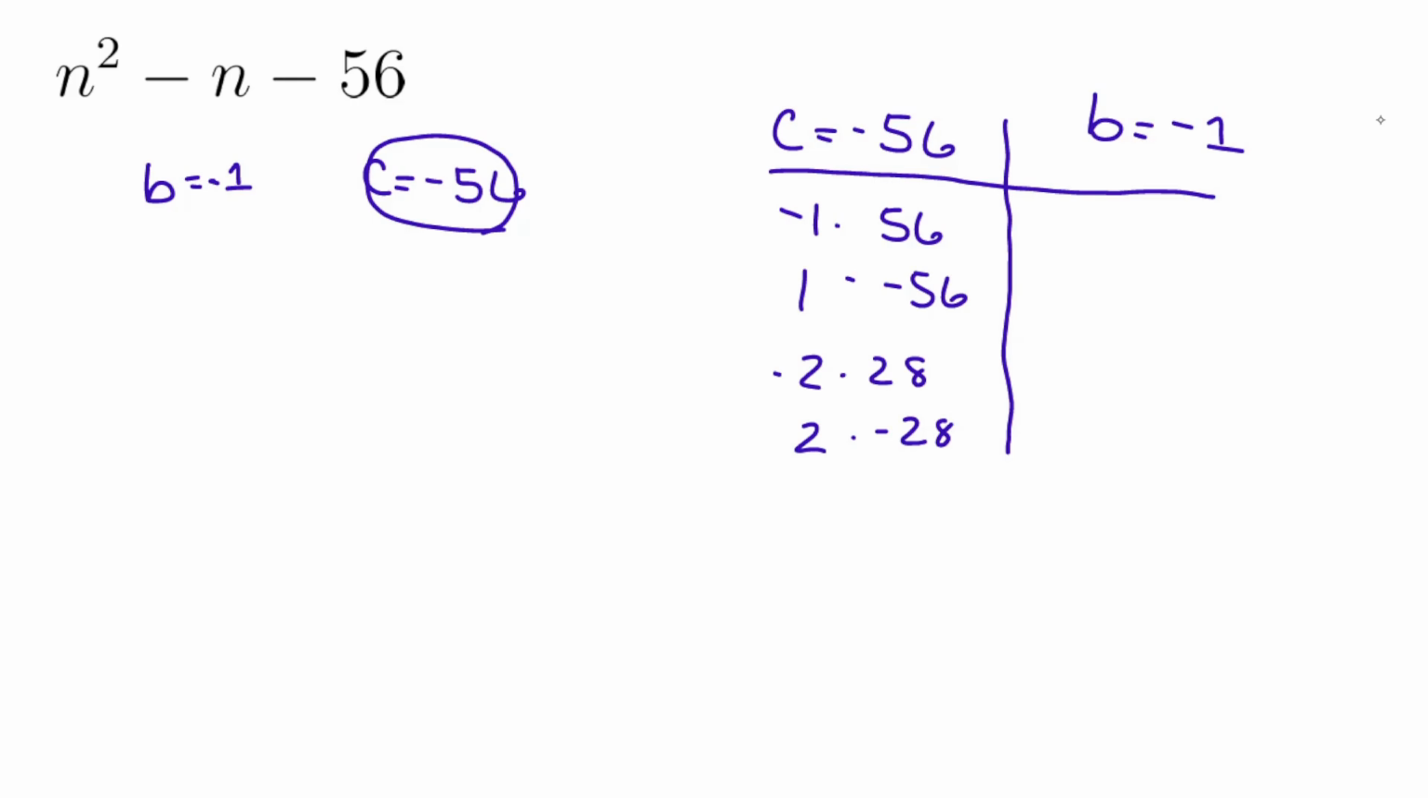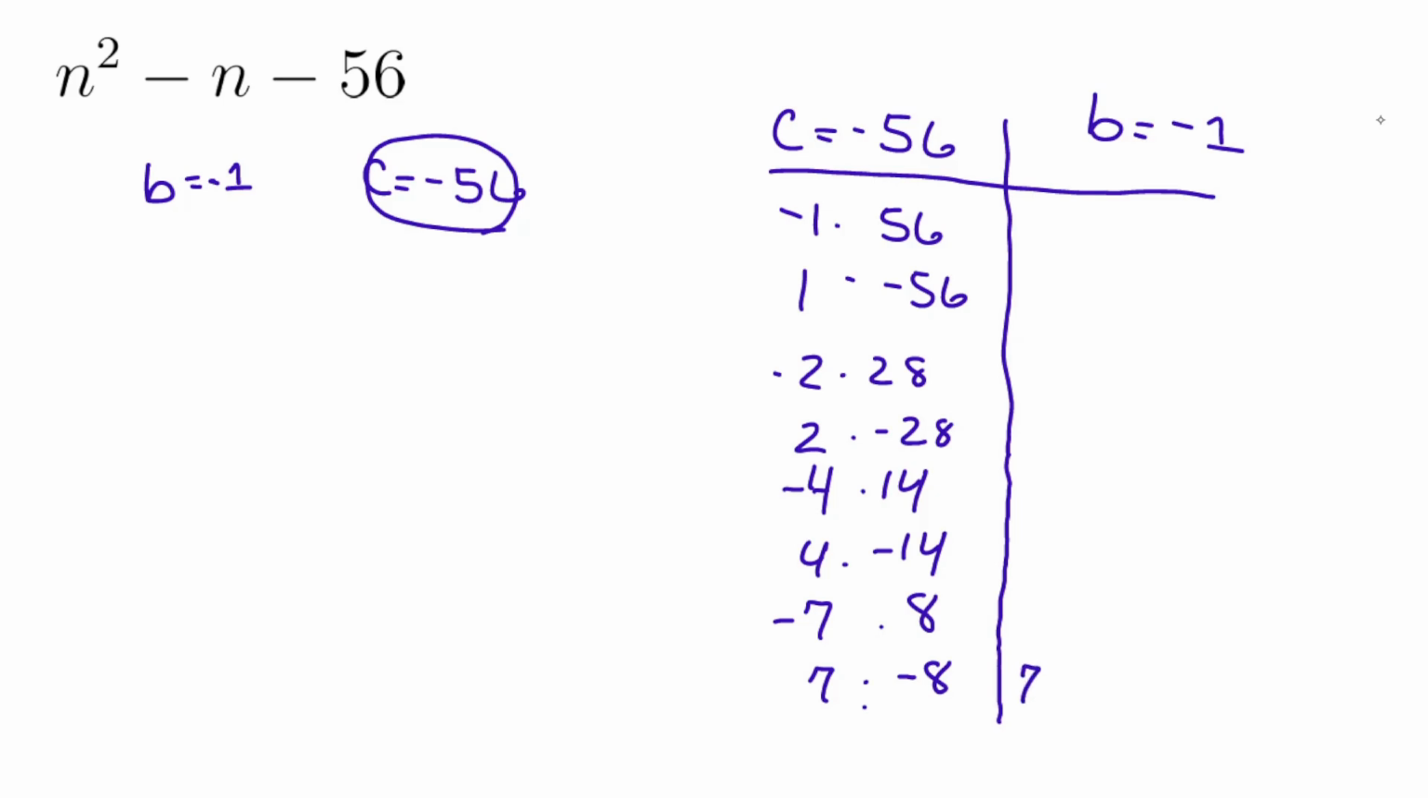And if we keep going, -4 and 14. We could have +4 and -14. And -7 and 8. +7 and -8. Just like that. And now if you start adding these together, I'll let you check these, but the pair of numbers that work is +7 and -8. If you add those together, you do end up with -1, which is what we want.